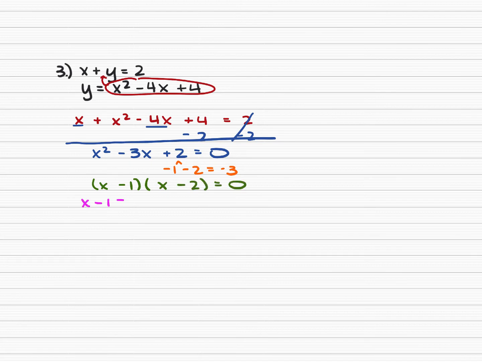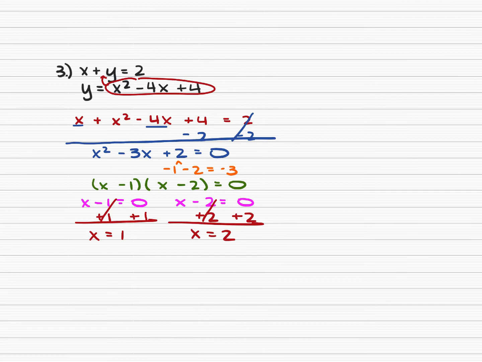We set each of these equal to 0 and we solve. We're going to move the 1 over by adding it to both sides. So we have that x is equal to 1. Add your 2 to both sides also, and you get that x is equal to 2. So you're going to use one of those two equations, plug in the 1 for x, solve for y, then plug in the 2 for x, solve for y.